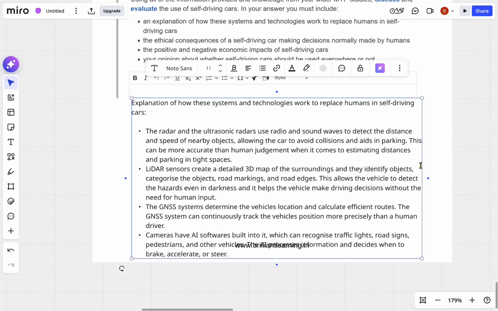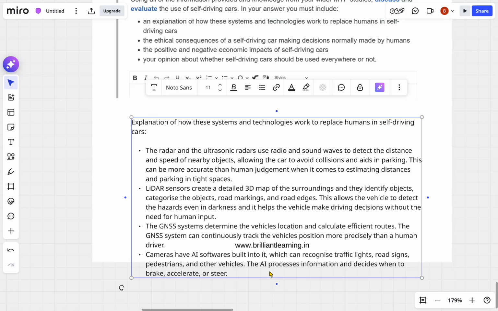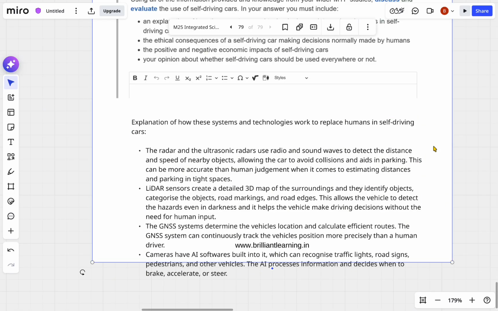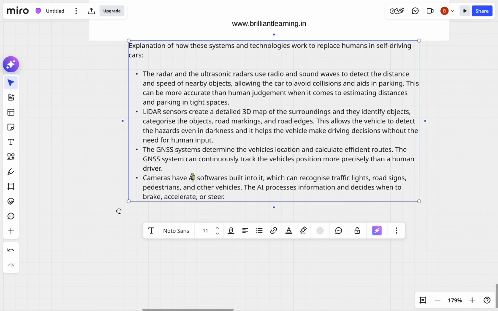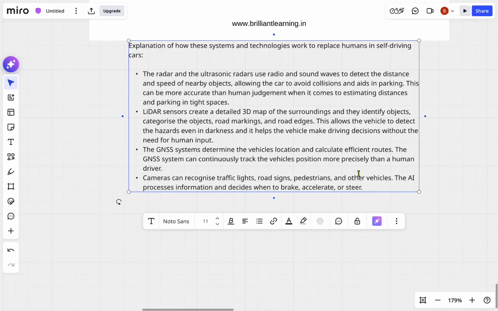This is coming in between again, so let me just move this over here so it doesn't get in the way. Let me move the entire thing down here so we have more space and we can understand it better. Yep. I don't think we need to mention the AI part over here. For cameras, let's just write recognize, because the rest is extra. We only need to mention that this can help the vehicle decide when to brake, accelerate, or steer. So that is the function of the camera.